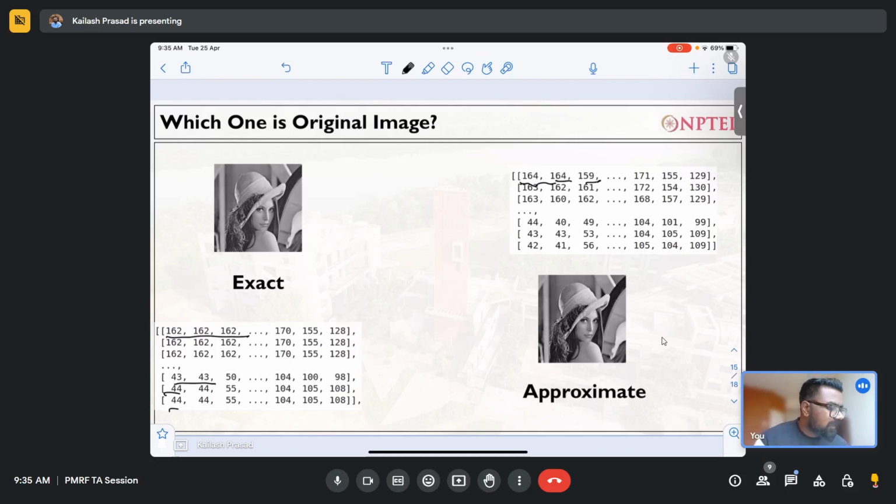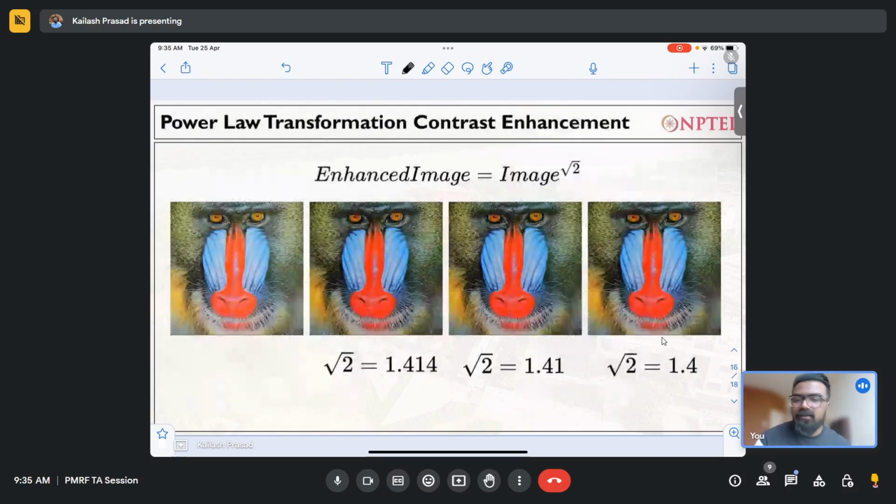So the idea is to make hardware more energy efficient, and I have also taken an example. You can enhance the image. This was the original image. You can enhance it by taking the image to the power root 2. An image is nothing but a matrix, and for all the components you take the root 2. If you write 1.414 or root 2 value as 1.41 or 1.4, I'm reducing the precision, but you see there is no change in the image quality. All three images on the right actually look pretty much the same.